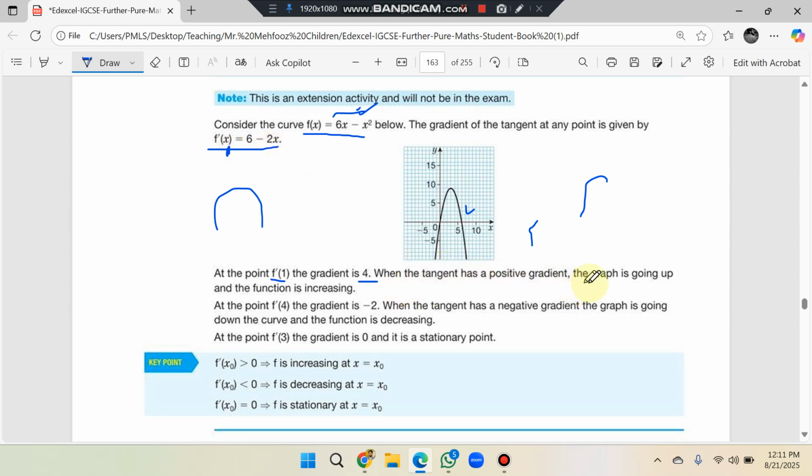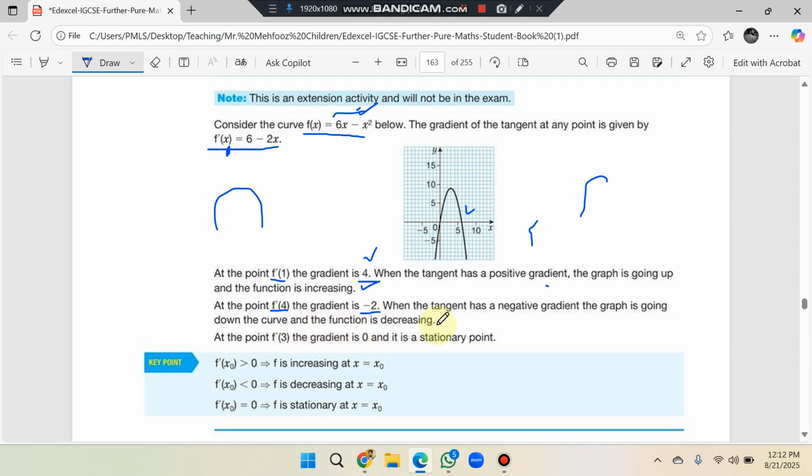When the tangent has a positive gradient, the graph is going up and the function is increasing. Now we are discussing whether the function is increasing or decreasing. Again, if we put f prime of 4, you can see that the gradient is minus 2. When the tangent has a negative gradient, the curve is going down and the function is decreasing.